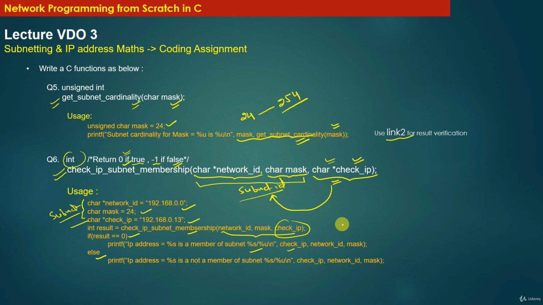So these are the 6 questions, and you should write a C function for all of these functions, and you should test the correctness of your functions using link 1 and link 2 that I have provided. You should run your functions with good enough number of test cases. So this is your coding assignment.